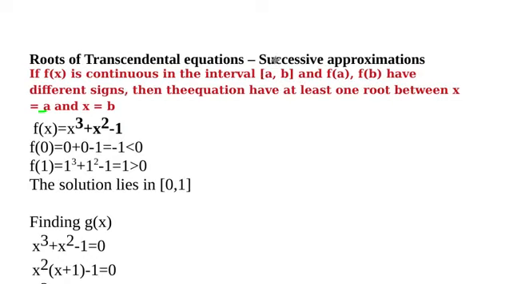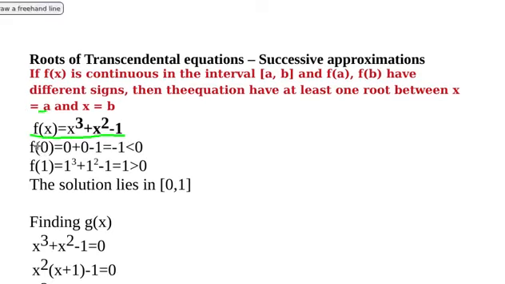Let's see how the successive approximation algorithm works with an example. Here I am taking the example f of x equal to x cube plus x square minus 1. So we are going to find the solution of this equation. First we need to find an a and b such that it provides different signs. So try using different values, that is, find f of x with different x values.